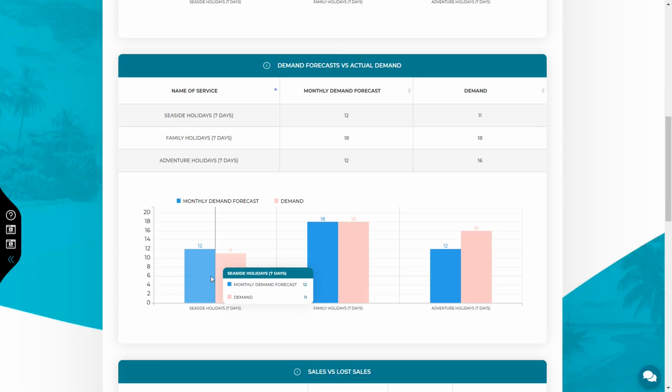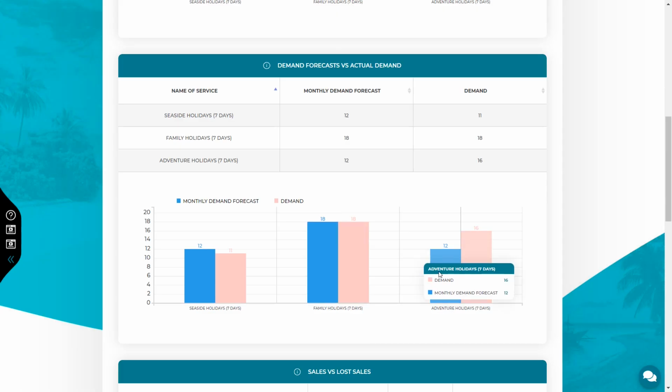If the difference is big, you should consider lowering demand forecast or trying to improve the attractiveness of your offer, for example by changing the price or quality of the service. The second situation, in this case of family holidays, is a perfect match between the demand forecast and actual demand. We had as many customers as we expected. This is an ideal but quite rare situation.